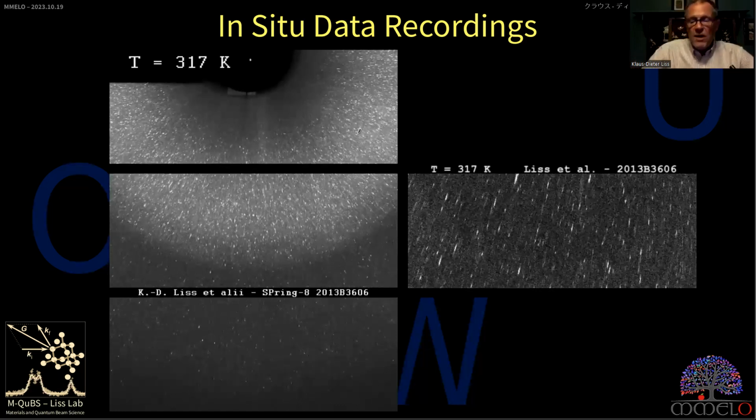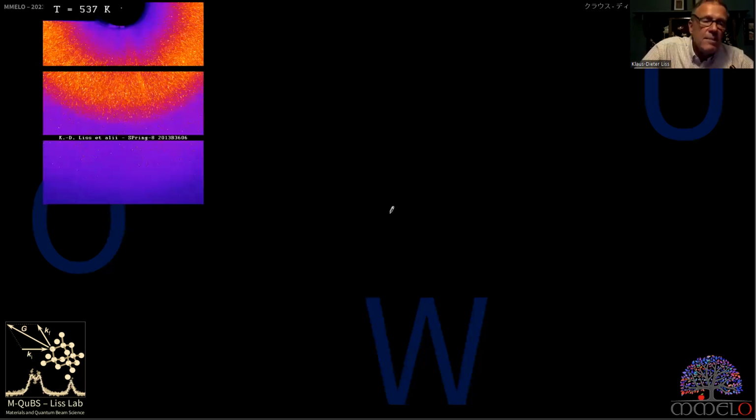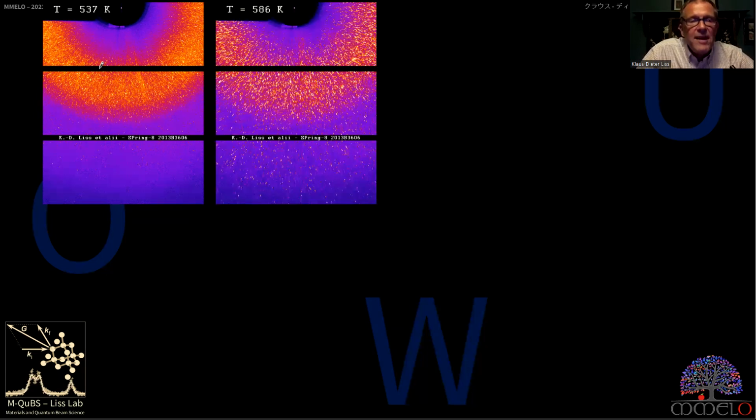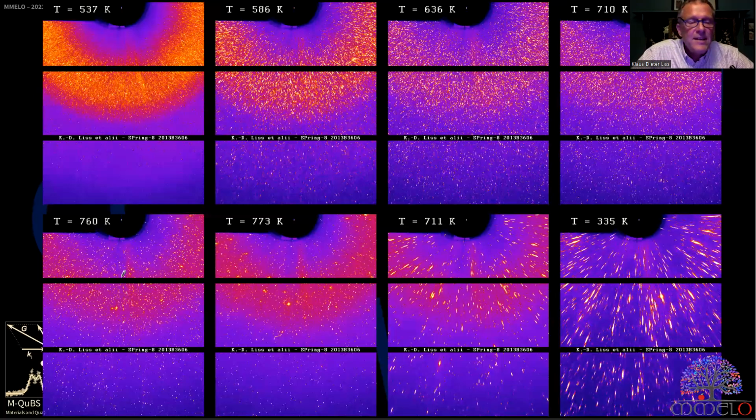And what happens if we go to higher temperature? This is already at 537 Kelvin, but not much has changed until there. But we go to 586 Kelvin, we see there's a lot of coarsening. And we go further, 636, the coarsening continues. 710, less spots, more coarsening. 760, there is a halo, but a lot of coarse spots. So the spots are not as finely distributed as at the beginning, because we have fewer grains in the illuminated volume.